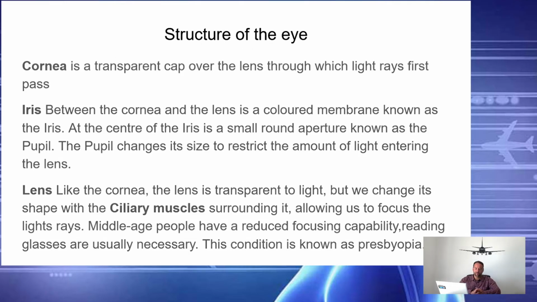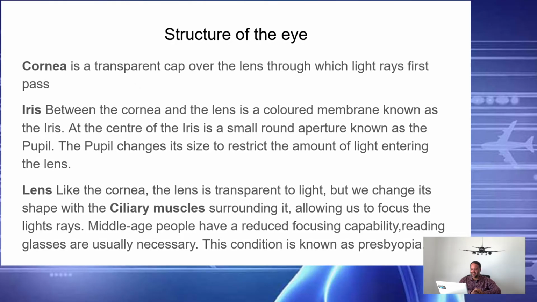Structure of the eye. Cornea is a transparent cap over the lens through which light rays first pass. Iris. Between the cornea and the lens is a colored membrane known as the iris. Mine is green. And the center of the iris is a small round aperture known as the pupil. The pupil changes its size to restrict the amount of light entering the lens.